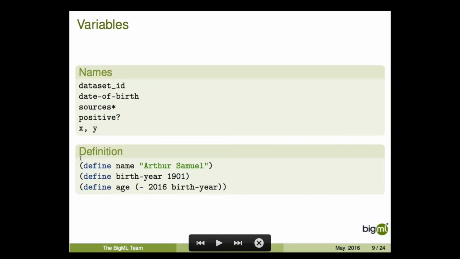So if we want to define a variable, if we want to bind a value to a variable, we use this keyword define. Here we're defining a variable name, and we're assigning it the value Arthur Samuel. Here we're defining another variable, birth year, and we're assigning it the value 1901. And of course, you can assign the results of expressions into variables. So here we're assigning the result of this expression, the difference between 2016 and the birth year, as someone's age. And so the value of that expression gets bound to that variable.